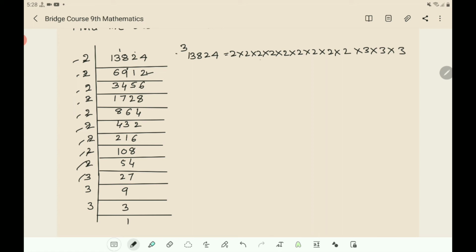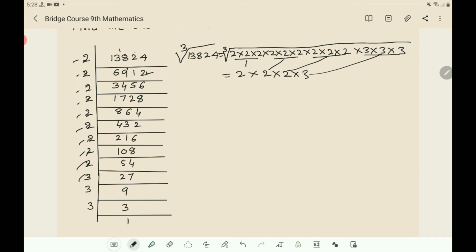The symbol of cube root already you know. Cube root of. Then make the group of 3 equal elements and you take 1 time. Here you take the cube root correctly. Then take 1 time: 2, 2, 2 and 3. For this 1 time, for this 1 time, for this 1 time, for this 1 time. Now write the product of all these. 2 2s are 4, 4 2s are 8, 8 3s are 24.